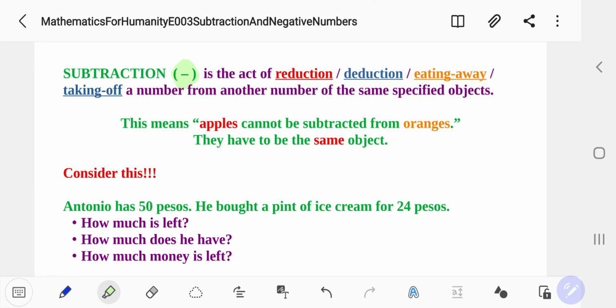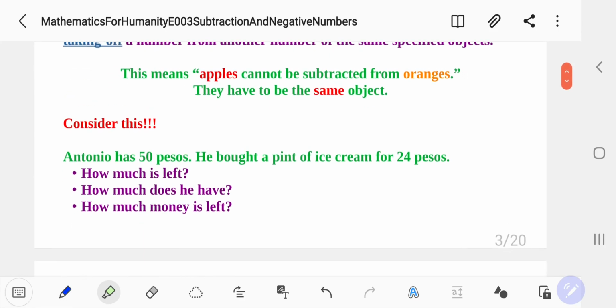Now let's try to consider this. Antonio has 50 pesos. He bought a pint of ice cream for 24 pesos. Which do you think of the questions below is appropriate for this problem? Let's see. How much is left? Is it an appropriate question? How much does he have? Is it?